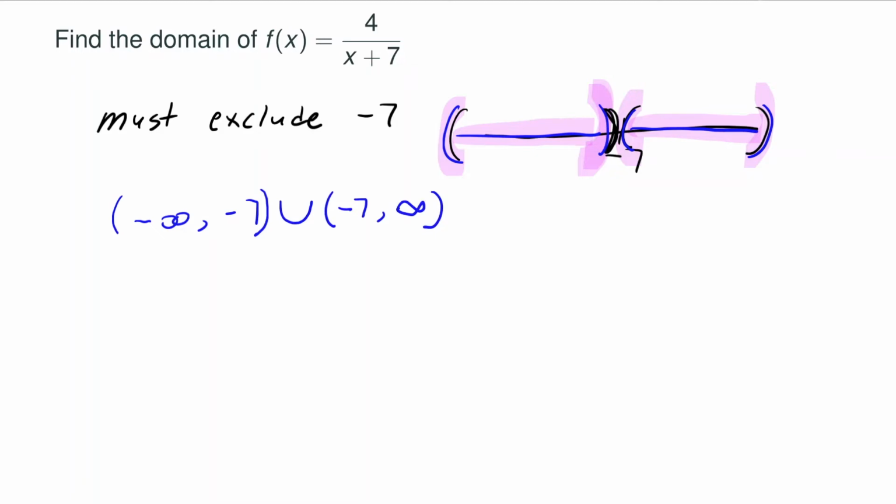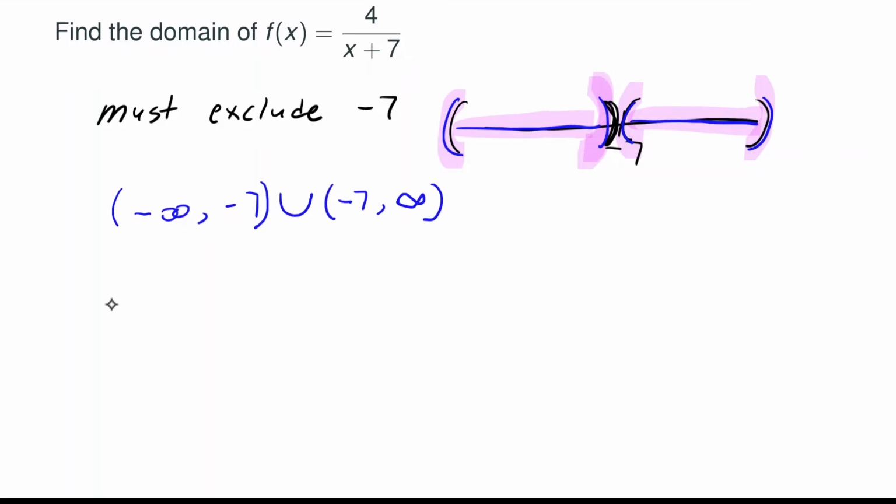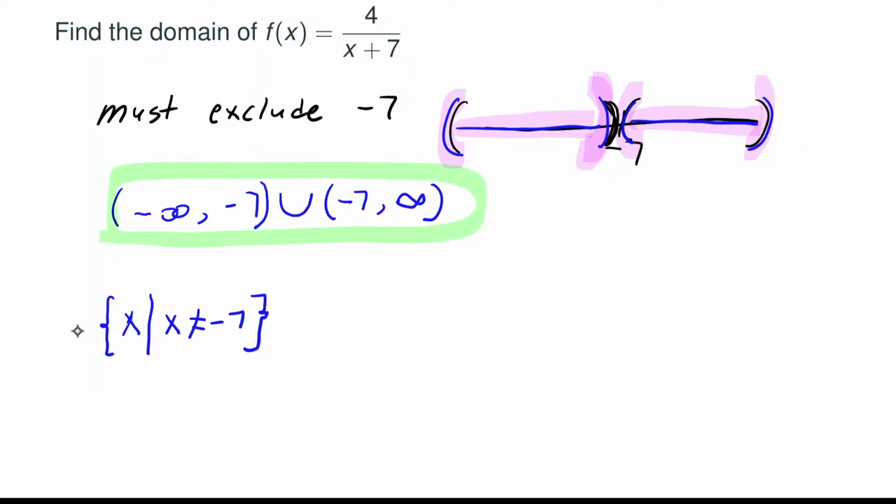So this is one way to write it. We can also write in set-builder notation, where we write a set of numbers in brackets: x such that, this vertical line means "such that", x is not equal to negative 7. So this is saying the set of numbers such that x is anything but negative 7. Anything but negative 7 is fine. So these two are the domain of this function, just two different ways of writing it, and we need to be able to write both ways.